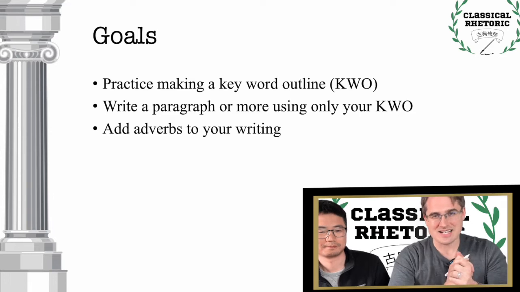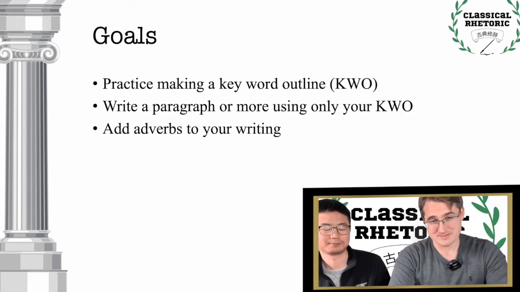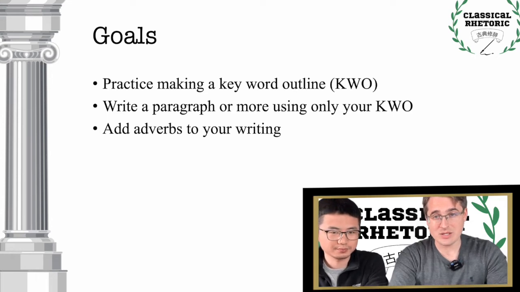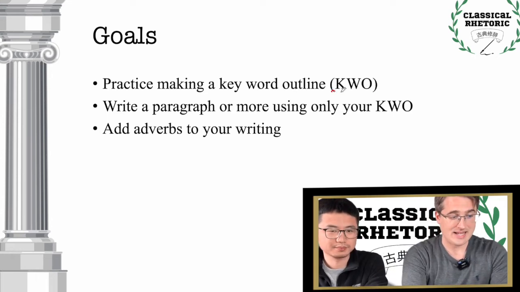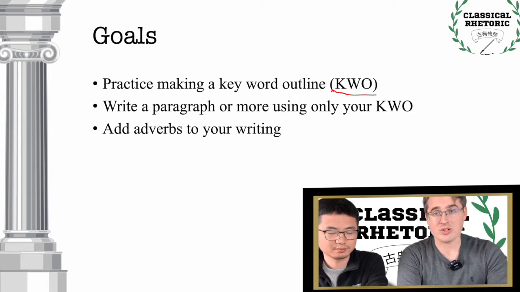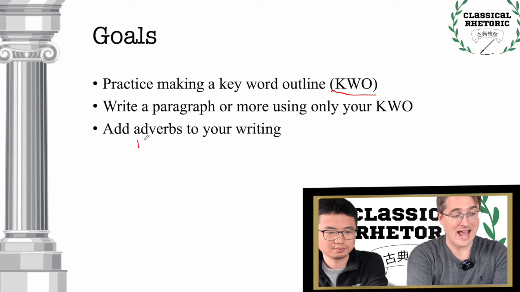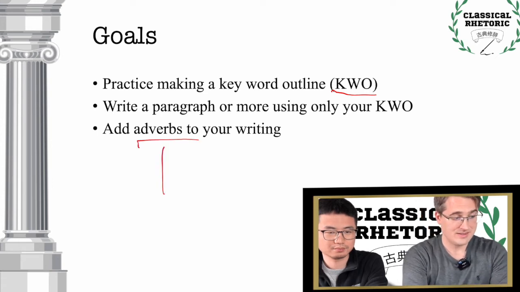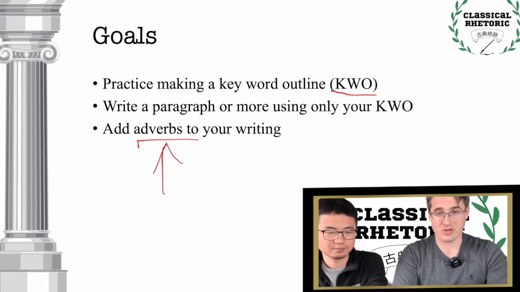All right, today's class, we have 3 goals. 1, practice making a keyword outline, a KWO. 2, write a paragraph or more using only your KWO. And 3, add adverbs to your writing. This is what your list for homework was for, so we will use it today.